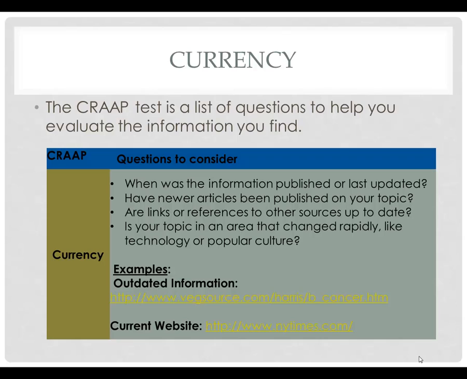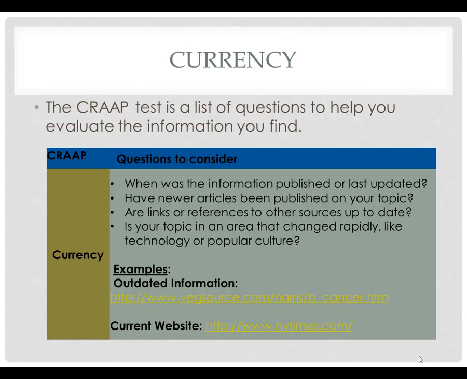The C in CRAP test refers to currency. And here's some questions to consider as you begin to look at a website. When was the information published or last updated? That's important. That tells you about currency. Have newer articles been published on your topic? Are links or references to other sources up to date on this website? Is your topic in an area that changed rapidly, like technology or popular culture?